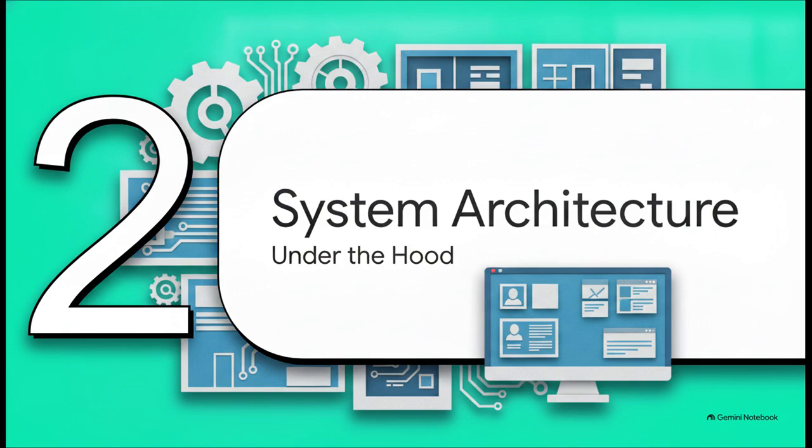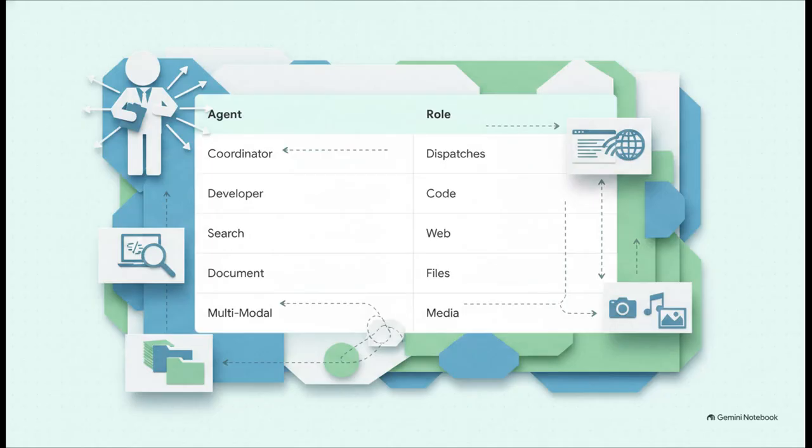Moving right along to section 2, system architecture. Let's look under the hood. What Eigent actually does is pretty mind-blowing. It operates exactly like an in-house team of highly trained specialists, all working in separate rooms. It's not just one AI struggling to juggle everything. It's a true parallel workforce. When you hand Eigent a prompt, a coordinator agent steps in, breaks it down into subtasks, and dispatches them concurrently across all these specialized agents.